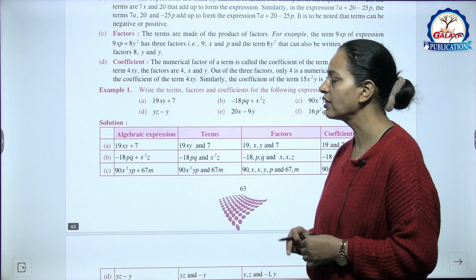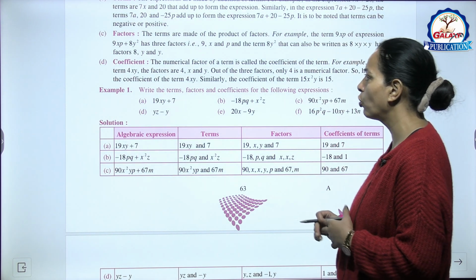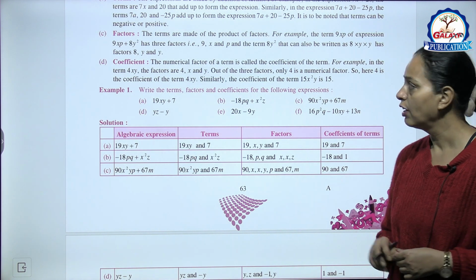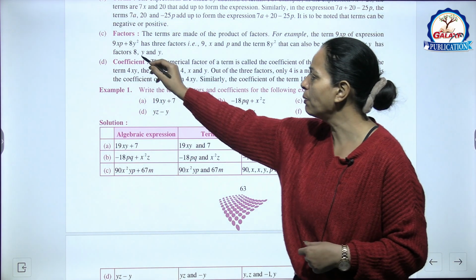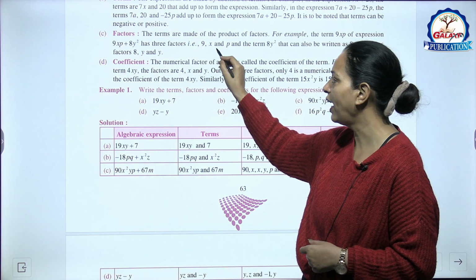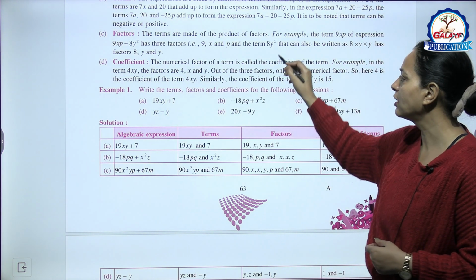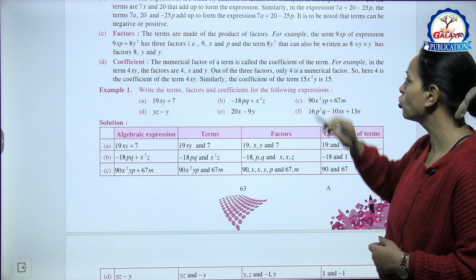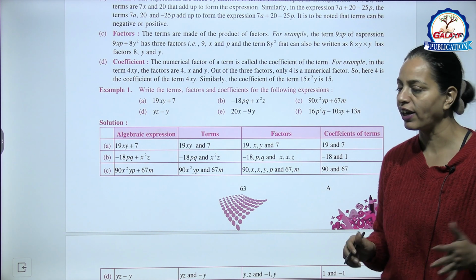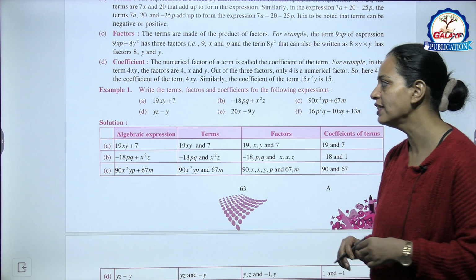The next, factors. The terms are made up of the product of factors. For example, the term 9xp of expression 9xp plus 8y square has three factors, that is 9, x and p, and the term 8y square, that can also be written as 8 into y into y. So it has factors 8, y and y.